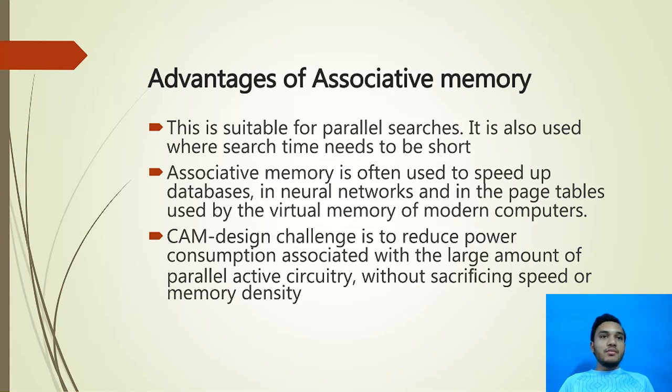If we want to search more information in the least time, we can use associative memory. Associative memory is often used to speed up databases, in neural networks, and in the page tables used by the virtual memory of modern computers. The CAM design's challenge is to reduce power consumption associated with the large amount of parallel activity circuitry without sacrificing speed or memory density. Whatever we search, associative memory will provide it in as little time as we need, so that our time is saved.